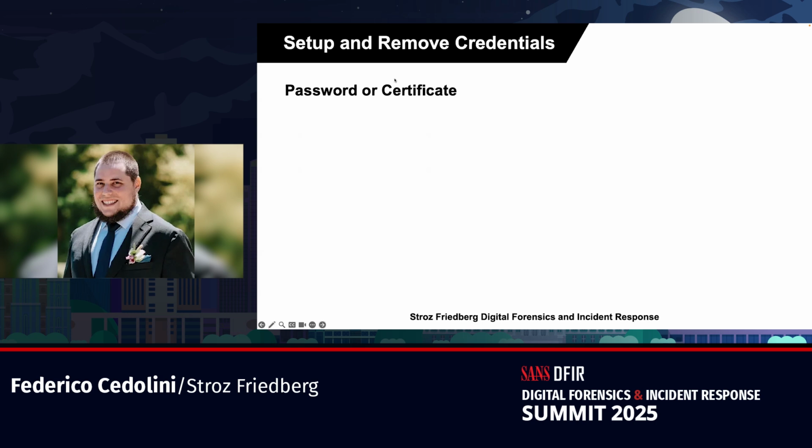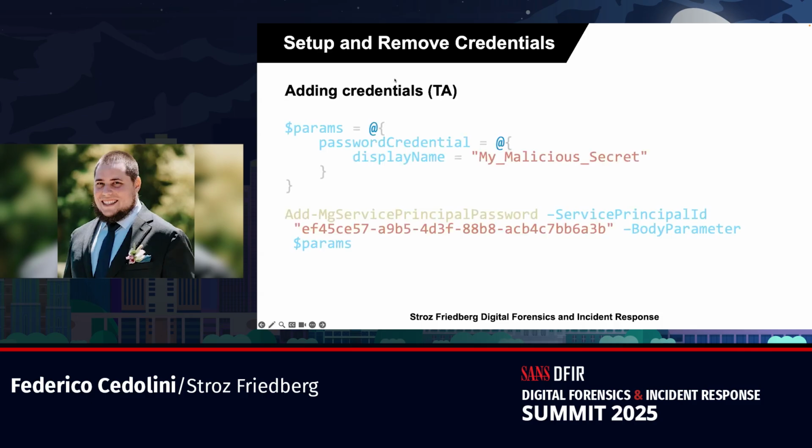So let's look at an example. We're going to look at how threat actors may set up a password for a specific service principal, how we can find if there is a password for a specific service principal, and how we can remove it. In this case, we're going to be focusing on passwords, but similar commands do exist for certificates. This is something very common. We have seen more advanced threat actors do it recently.